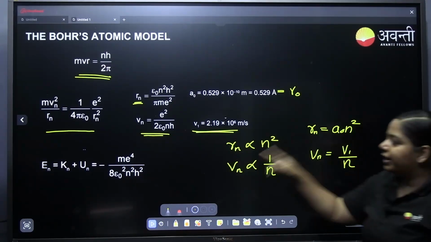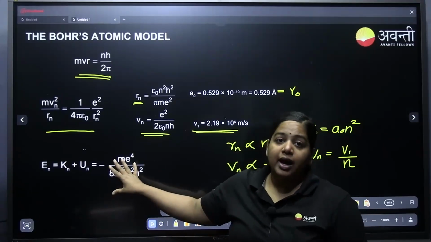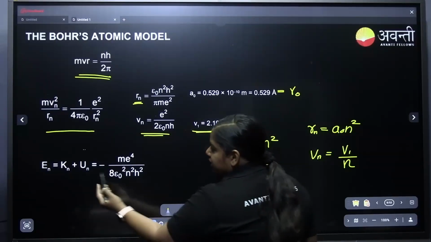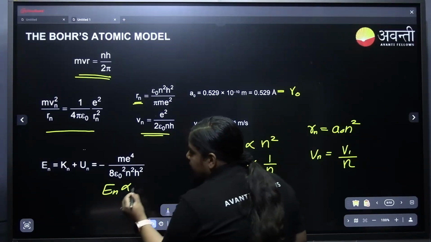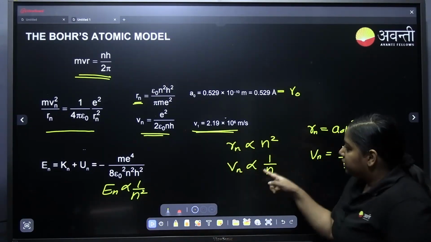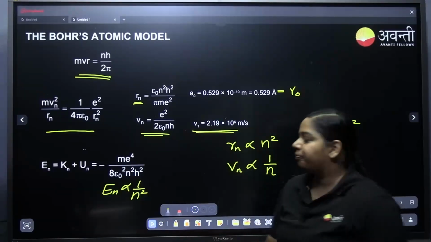Now we already had a total energy equation. We just substitute the r value in here. So here also we will get n as the only variable. So En is proportional to 1 by n square. So these three proportionalities are very much important, okay.